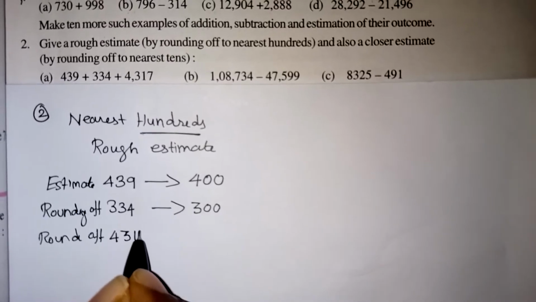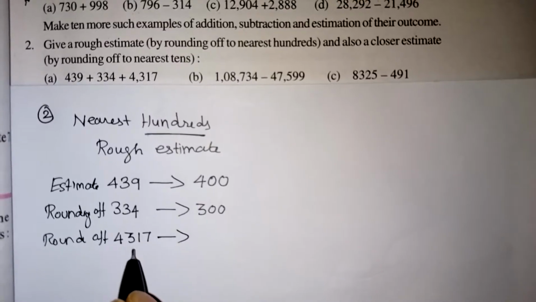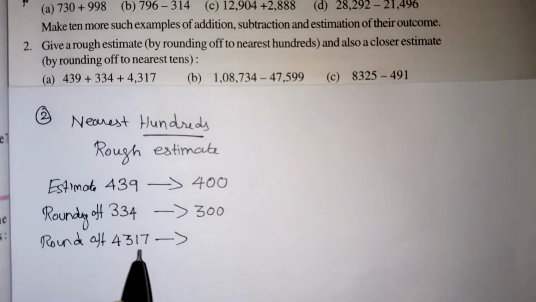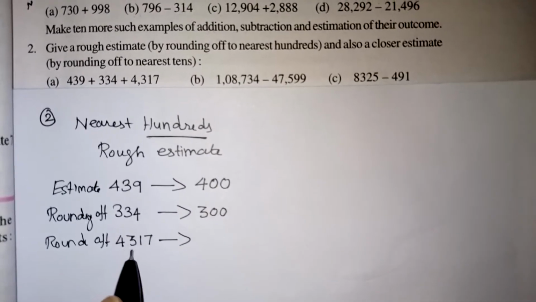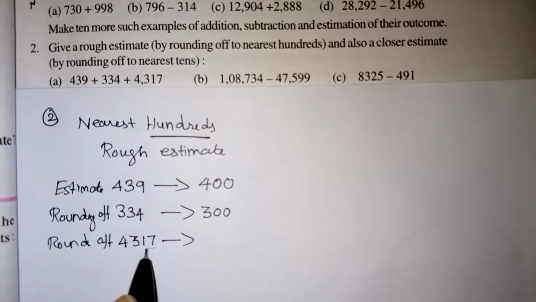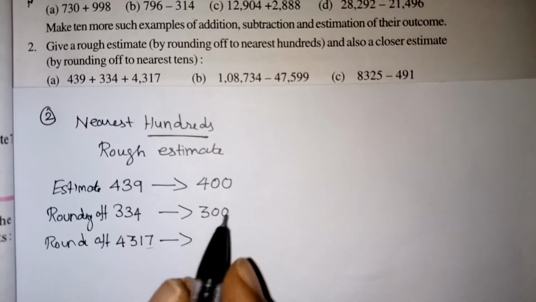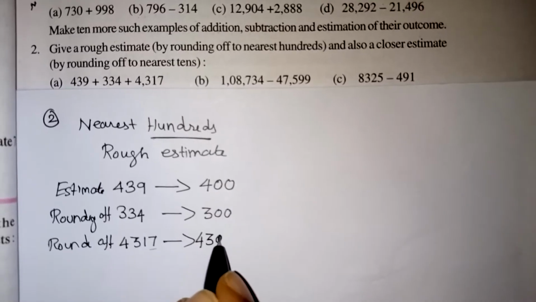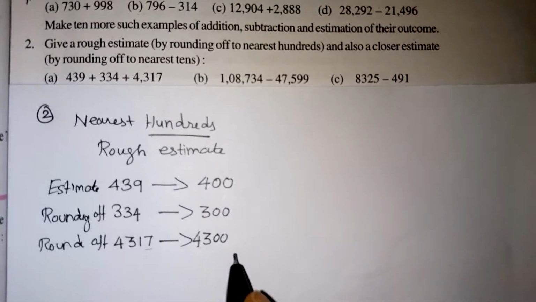Next, the round off value of 4317. That is the next value given in our question. 4317, nearest to 100 we need to find. 4000 will be the same. 317 is nearest to 300 or 400, we have to think, that is nearest to 300 only. So 4300 we have to take, nearest to 100 we have estimated.